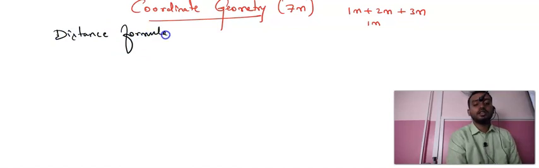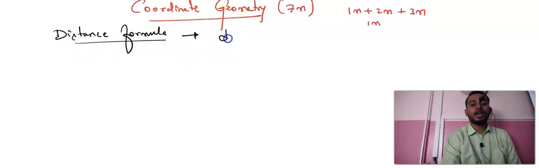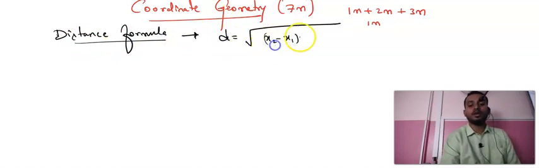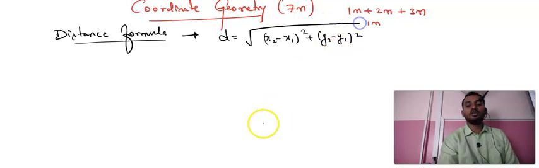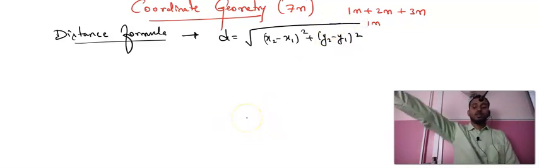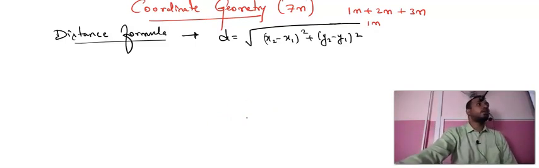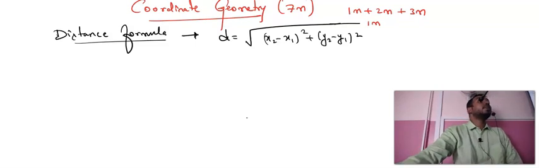The first is the distance formula. So what is the distance formula we have? D is equal to root of (x2 minus x1) whole square plus (y2 minus y1) whole square. Please remember your square root should be written till the end. So D is equal to root of (x2 minus x1) whole square plus (y2 minus y1) whole square. Sometimes, please be careful with this point.